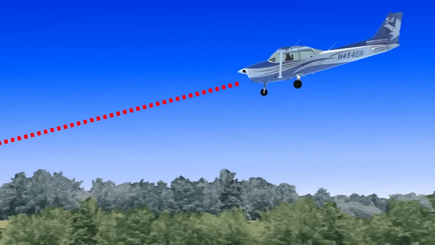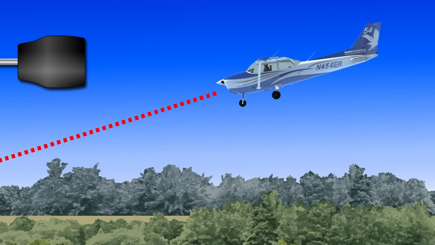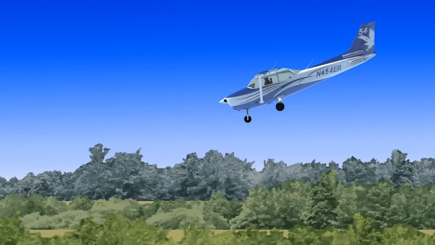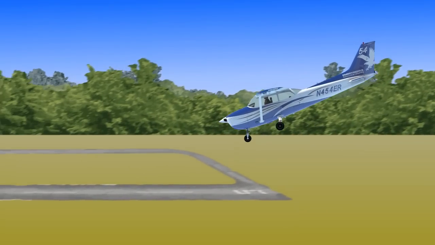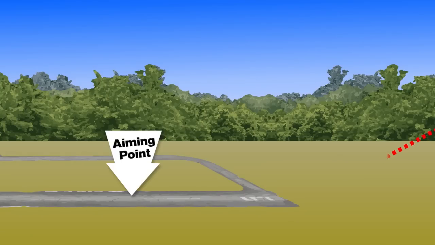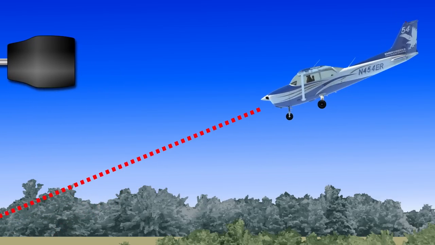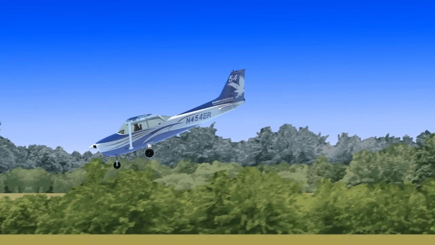For example, if it appears that you are too high and will land beyond your aiming point, you will have to simultaneously reduce power and lower the nose. This will allow you to increase your rate of descent while maintaining your desired approach airspeed. If, on the other hand, you appear to be too low and will land short of your point, simultaneously increase power and raise the pitch slightly to reduce your rate of descent without gaining excessive airspeed.